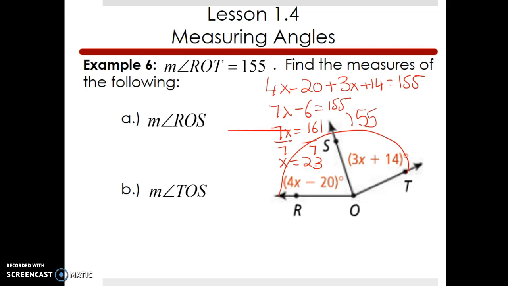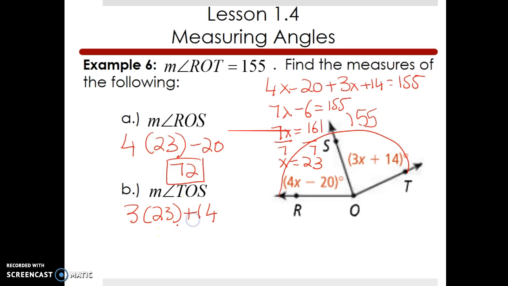So again, I'm going to plug it in. ROS is 4 times 23 minus 20. And that gives me 92 minus 20, which is 72. And 3 times 23 plus 14, which is 69 plus 14 equals 83. And a good check is to see if they add up to 155, which they do. And that is the end of the lesson for 14.4.